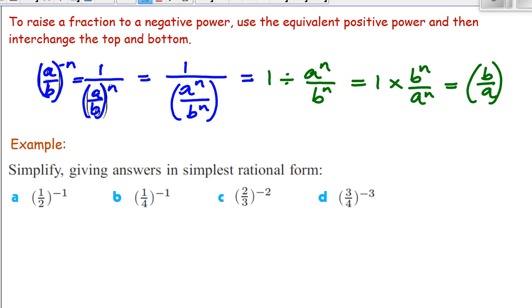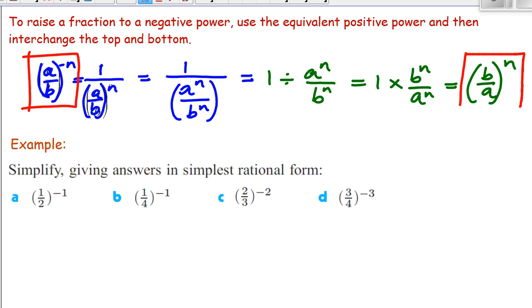Now, I know some of you may be lost in this process, but don't panic, because no one will ask you to rewrite everything that I've written here. What you're required to know is just that if you have a over b to the power negative n, that will be equal to that.